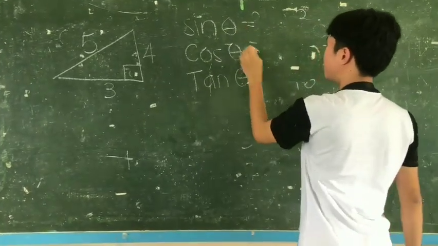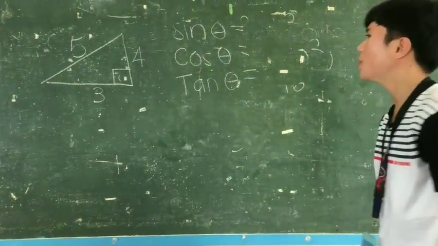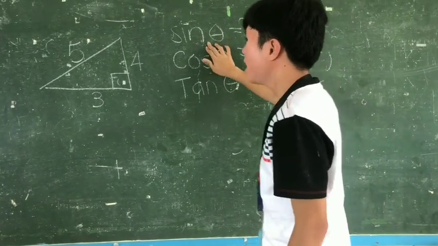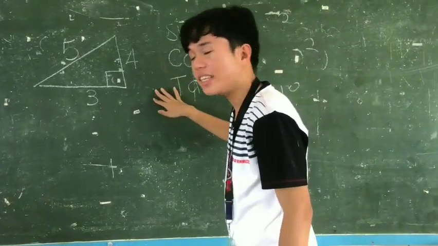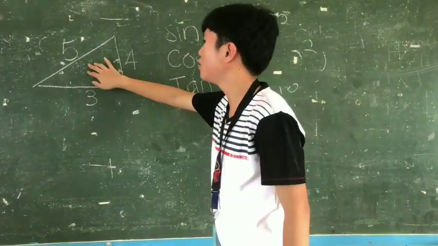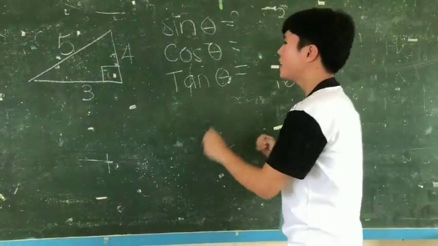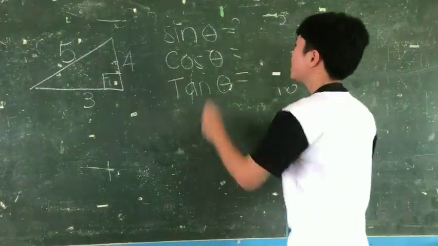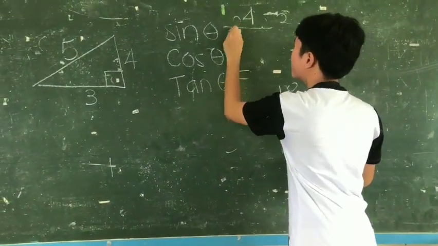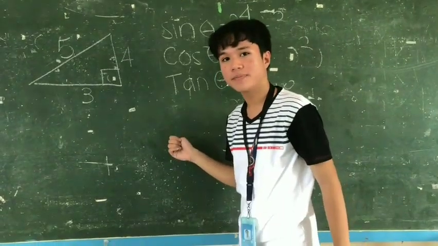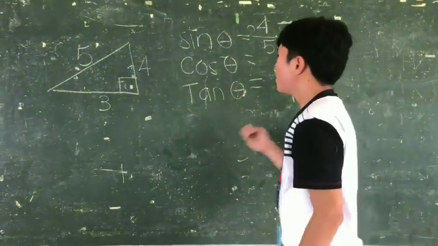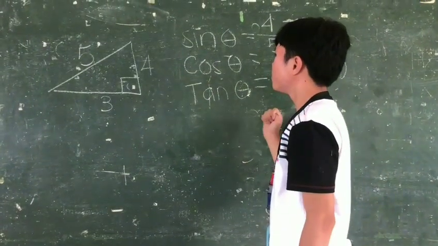Remember what I just said earlier. When we're looking for the sine, we deal with the opposite and the hypotenuse. So, what is our opposite? Correct, it's 4. How about our hypotenuse? Correct, it's 5. Next, the cosine.